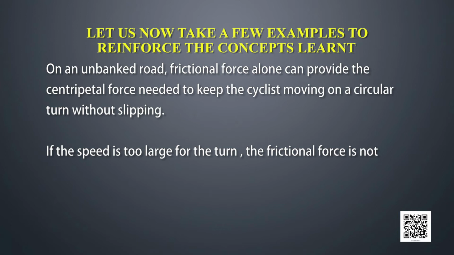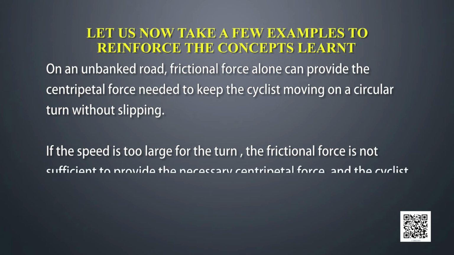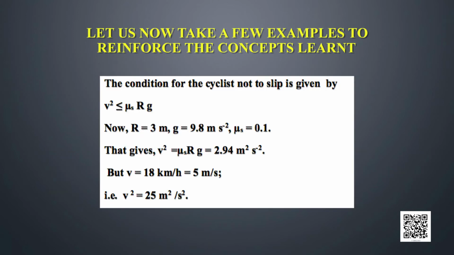If the speed is too large, that is, it exceeds the maximum safe limit, the frictional force will not be sufficient to provide the necessary centripetal force and the cyclist will slip. Now, the condition for the cyclist not to slip is given by the equation v square, where v denotes the speed of the cyclist, should be less than mu s rg. Using the given values, that is radius equal to 3 meter, g equal to 9.8 meter per second square and mu s equal to 0.1.